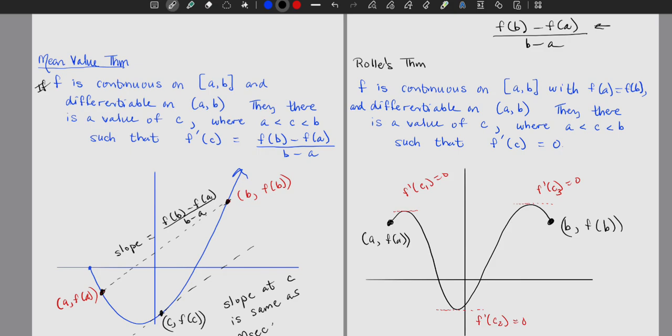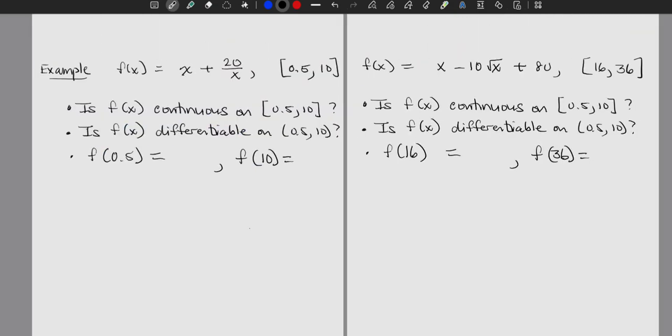So let's take a look at this. So I have the two examples side by side here. So what we're going to do, we're going to try to figure out which theorem actually applies by finding the values of the function, because we have to find them anyway.